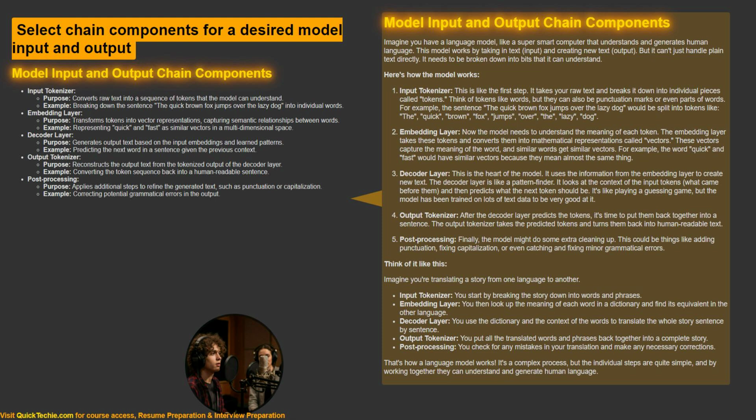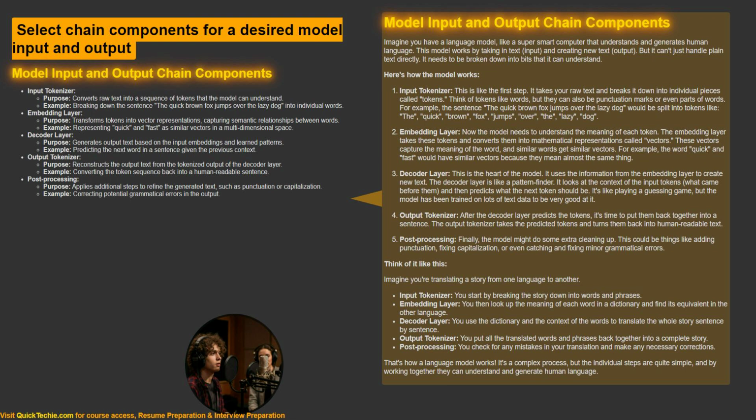Here's how the model works. 1. Input tokenizer. This is like the first step. It takes your raw text and breaks it down into individual pieces called tokens. Think of tokens like words, but they can also be punctuation marks or even parts of words. For example, the sentence, "The quick brown fox jumps over the lazy dog," would be split into tokens like, "The, quick, brown, fox, jumps, over, the, lazy, dog."